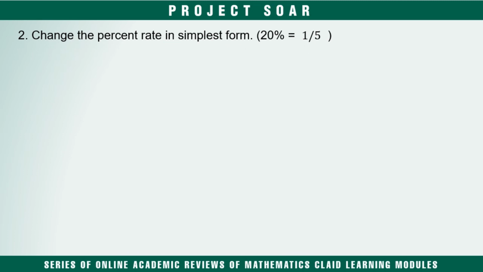Second, change the percent rate in simplest form. Take note that 20% in simplest form is 1/5. So, paano natin nakuha ang 1/5? Okay, change 20% in fraction form. So, 20% in fraction form is 20 over 100 or 20 hundredths. Now, find the GCF of 20 and 100. So, the GCF of 20 and 100 is 20. Now, divide 20 both in numerator and denominator. Now, 20 divided by 20 is 1 and 100 divided by 20 is 5. So, ang ibig sabihin, ang 1/5 ay simplified form ng 20 over 100.